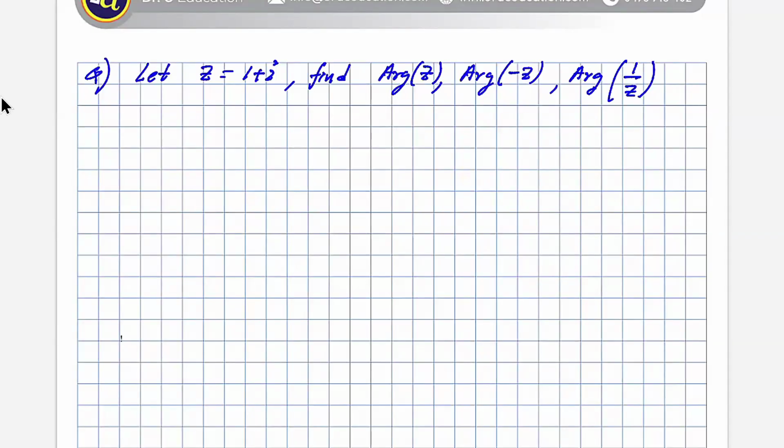Arg of z. Okay, so I am going to say this z is equal to square root 2 cis pi divided by 4. Is that right? No, actually that's right. So arg of z is equal to pi divided by 4. My friend, what is arg of minus z?